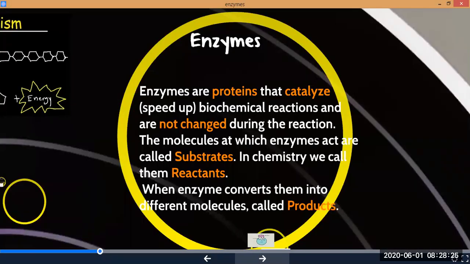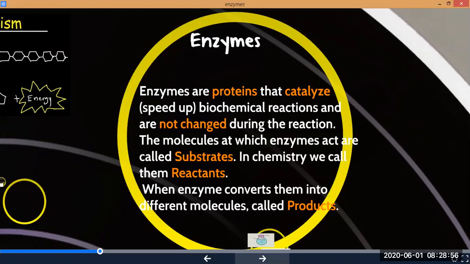They do not change during the reaction. See, girls, I am looking at the highlighted words in my presentation. I am focusing on orange, the bold ones, and the different colors. So you can also focus on them when I teach. Then we have discussed substrates and reactants. We call them reactants in chemistry. And these substrates are converted into products.